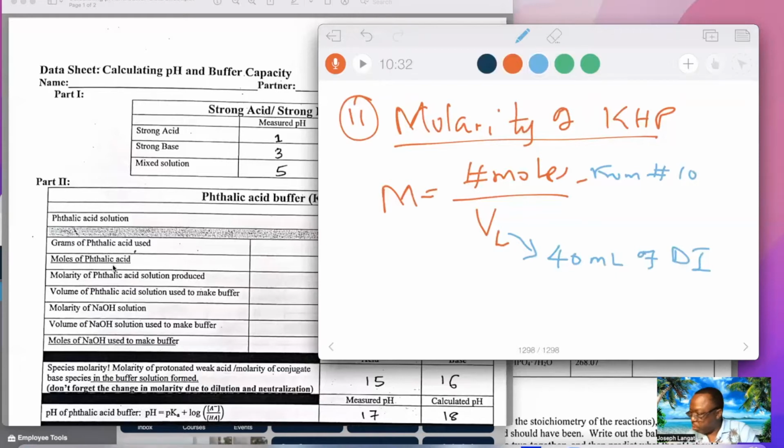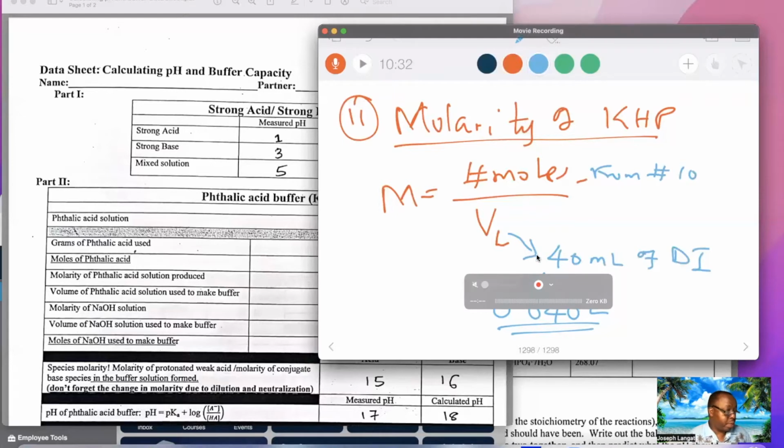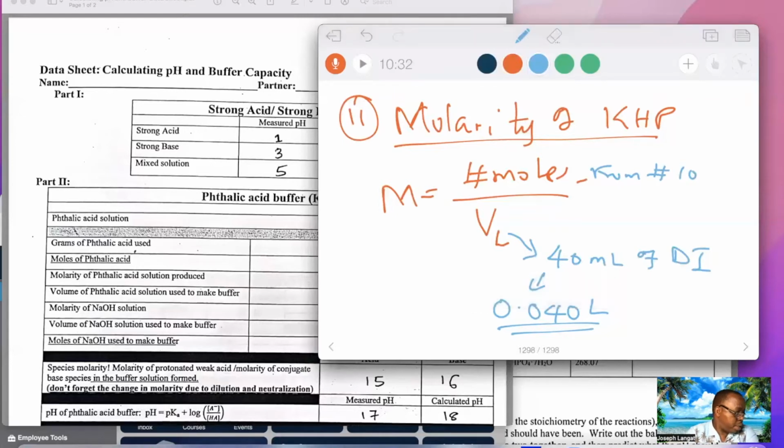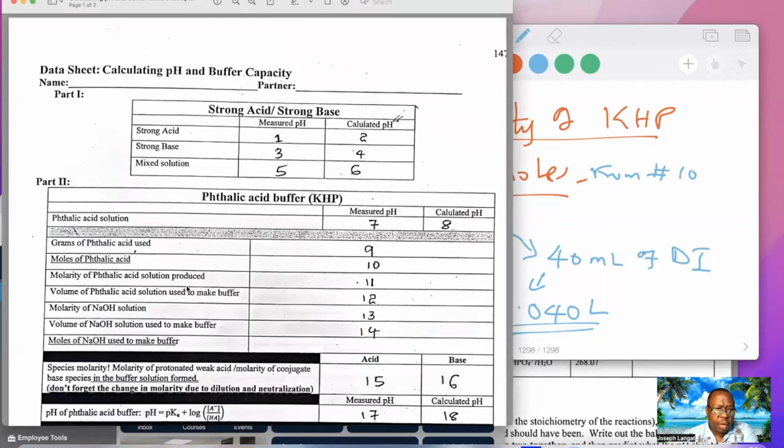So the volume in liters is 0.040. I just want to make sure that we know the volume of phthalic acid. I'm getting this value from the background. If you look at part 2, preparing the phthalic acid. So now this will give you the molarity of the KHP. If I know the molarity produced for the acid solution, the volume of phthalic solution used to make it, volume.